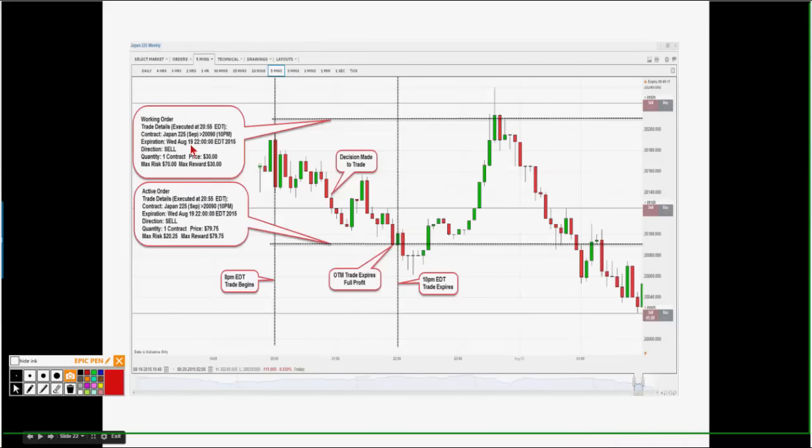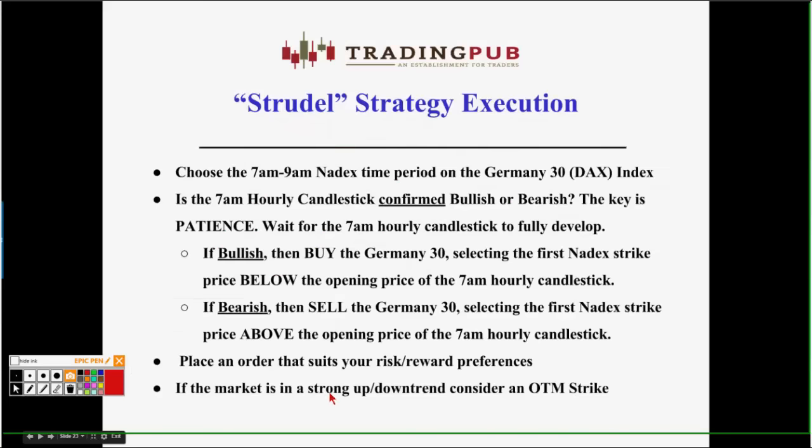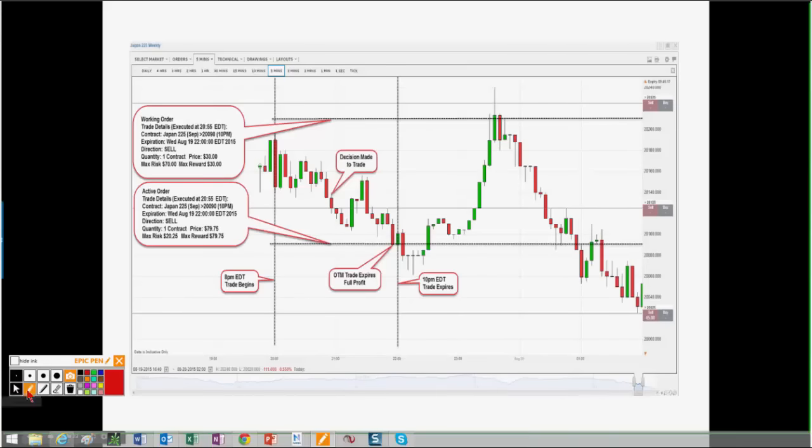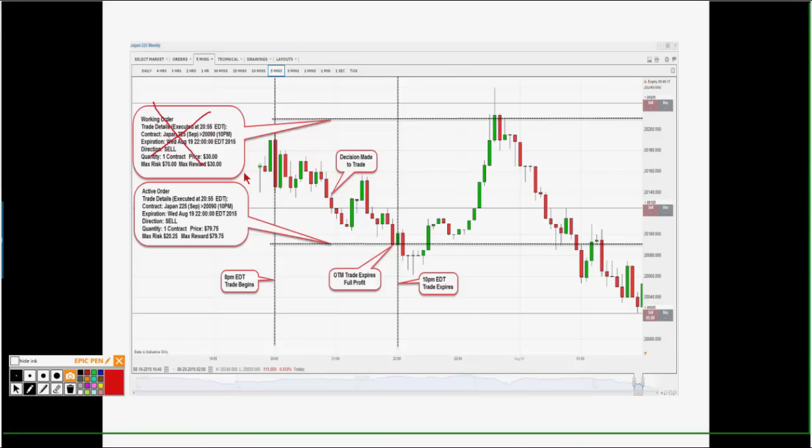And one of the things I think about with strategies like this, and I'm just going to back up for a second to a previous slide. Let's go back to this trade right here.